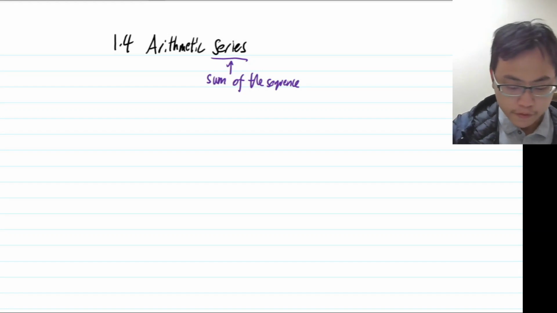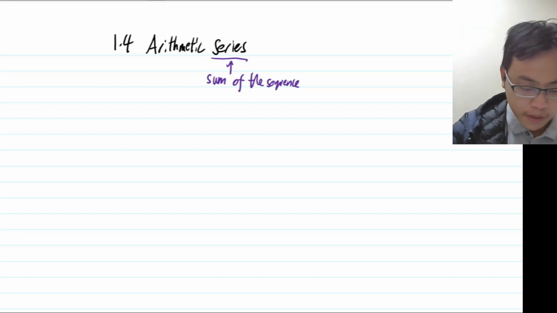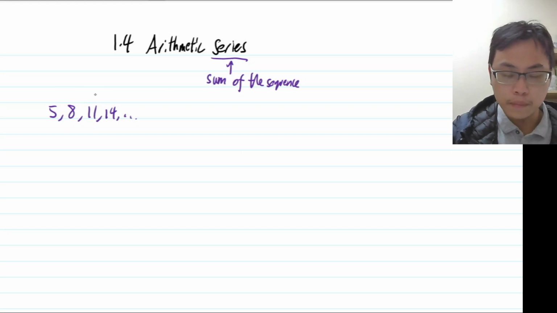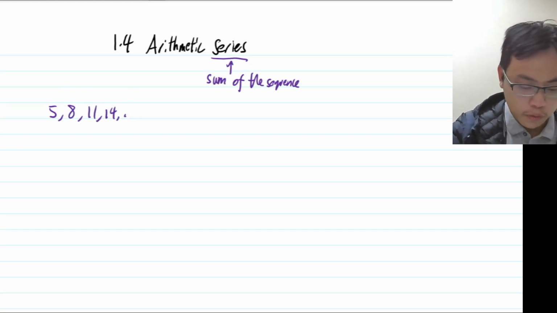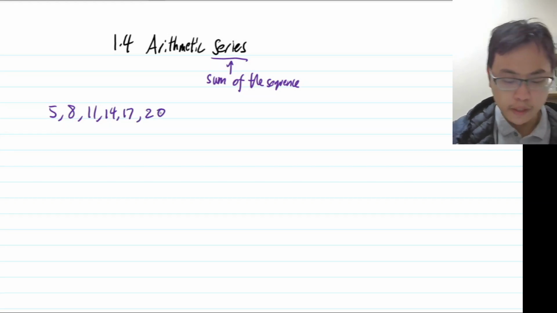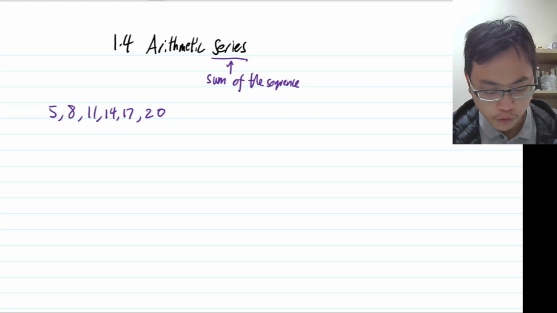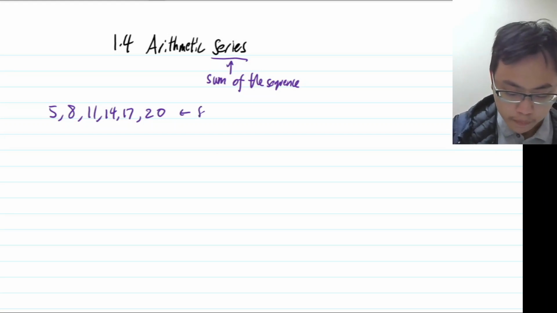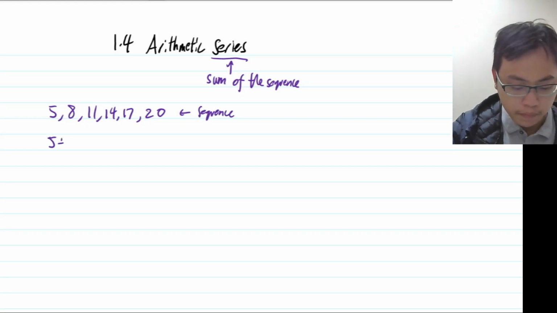So let's say we had a very simple example. If I had a sequence that was 5, 8, 11, 14, and so on, you can see that every single time it goes up by 3, by 3, by 3. And let's say it goes up to, we'll give two more numbers, 17 and then 20. We have a sequence of 1, 2, 3, 4, 5, 6 numbers. And so this is what we call a sequence right here. And so for a series, it's going to be the sum of all of that.